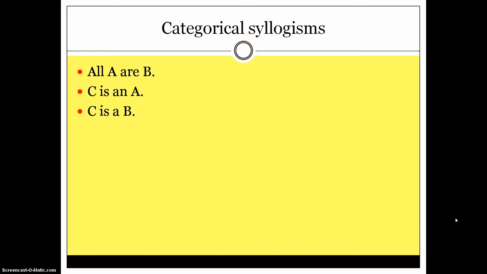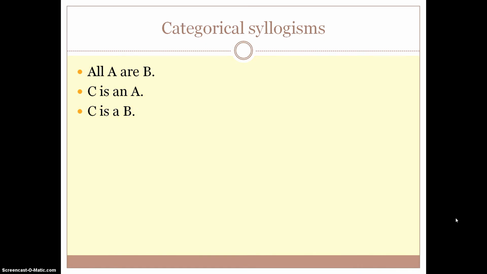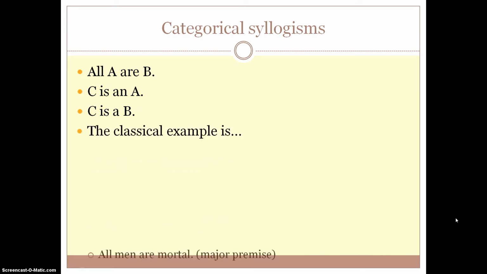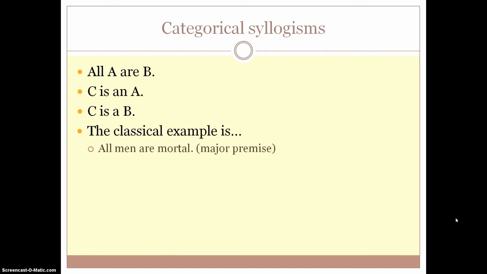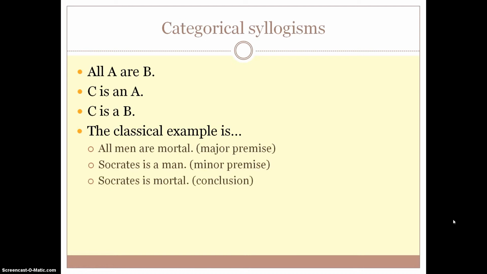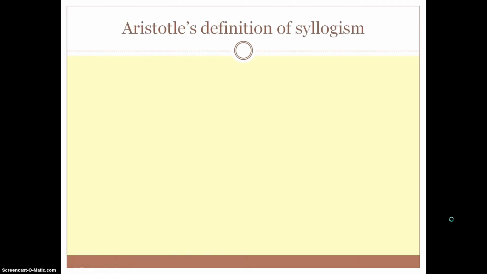Categorical syllogisms then are made up of that very famous mathematical formula. So for example, all A are B. If C is an A, then C is a B. And of course, the classical example that's used is the one with all men are mortal. There's your major premise. Socrates is a man. That's your minor premise. Socrates is mortal. There's the conclusion of the syllogism.